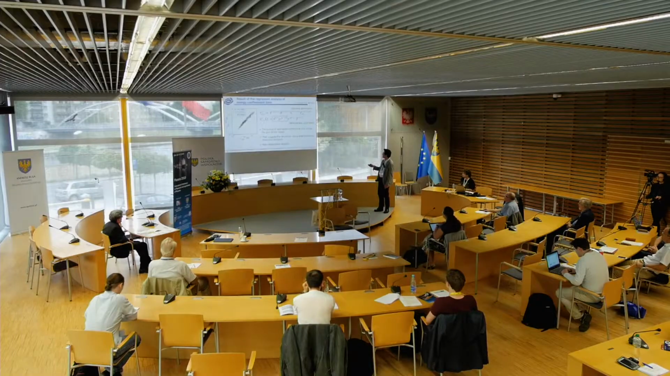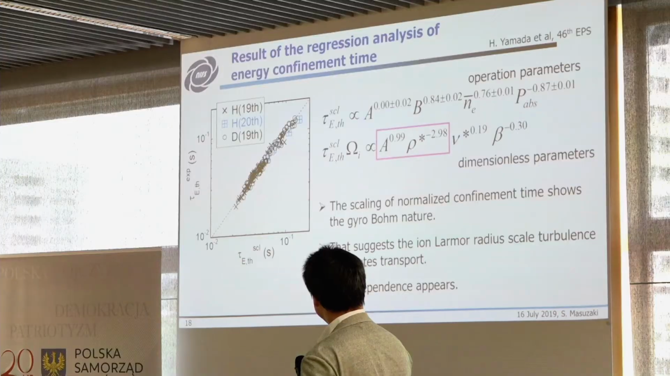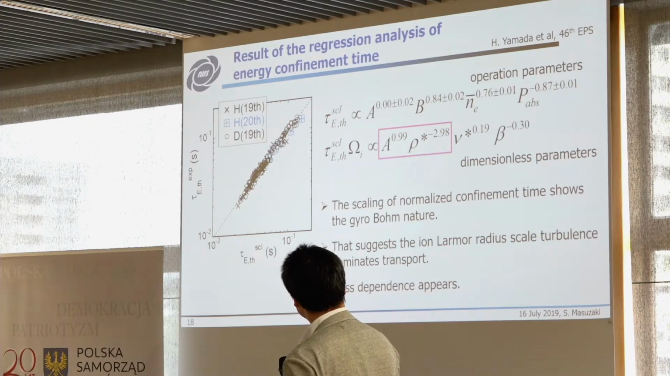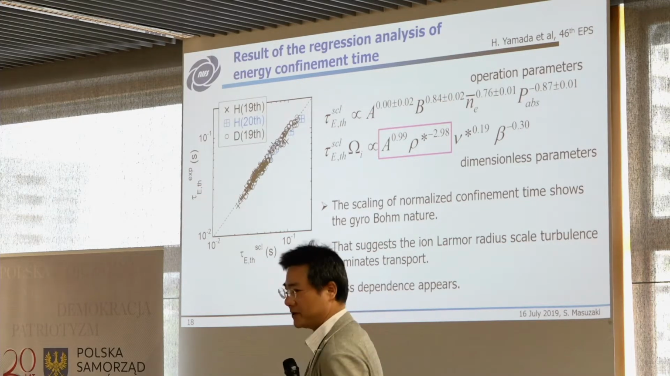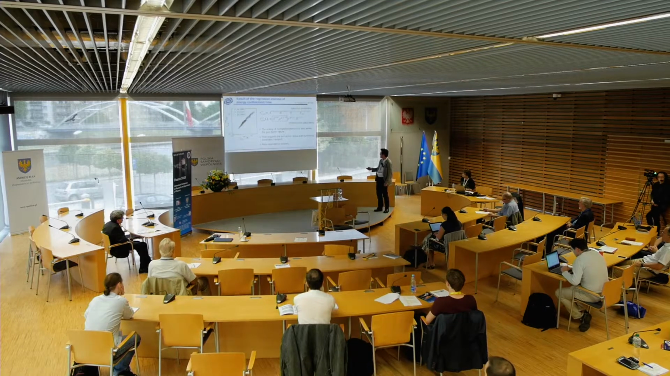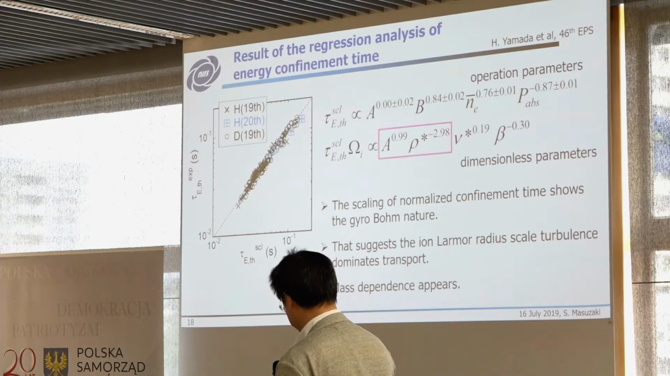But we modify this expression to a normalized energy confinement time. Then we can see two things. One thing is that this confinement is gyro-Bohm-like, transport is dominant. And the second one is mass dependence. So the scaling of normalized confinement time shows the gyro-Bohm nature, and that suggests the ion Larmor radius scale turbulence dominates transport, and also mass dependence appeared.